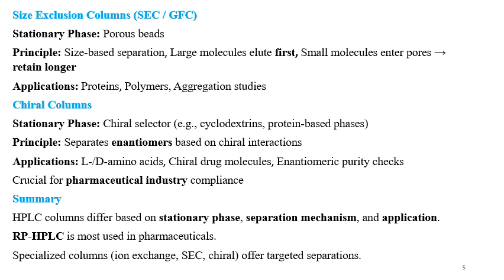Then chiral columns. The stationary phase is a chiral selector like cyclodextrins or protein-based phases. The principle is that it separates the enantiomers based on chiral interactions. Applications are amino acids, chiral drug molecules, and enantiomeric purity checks, and it is crucial for pharmaceutical industry compliance. So, if your API or formulation contains a chiral impurity, you need to have chiral columns.